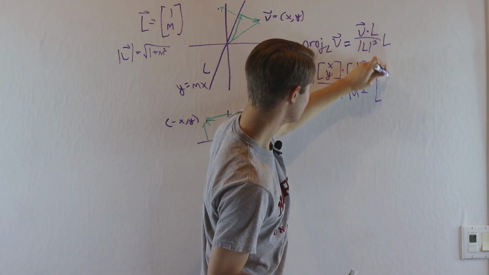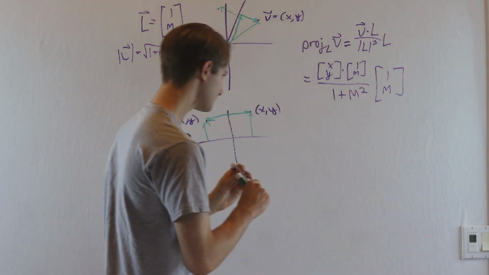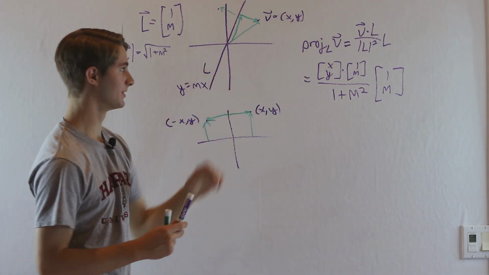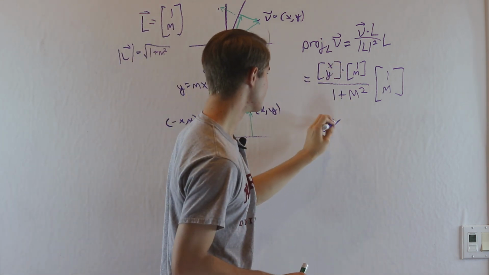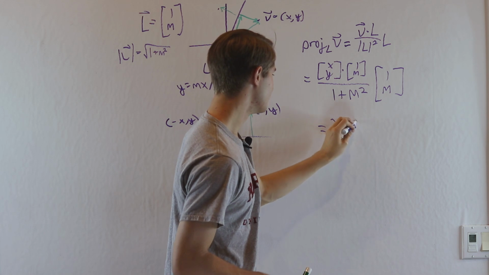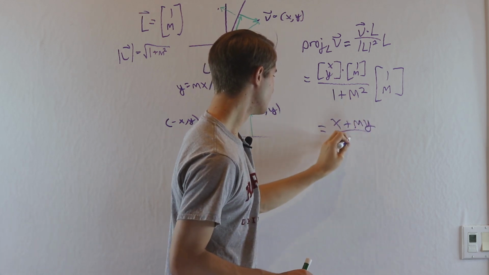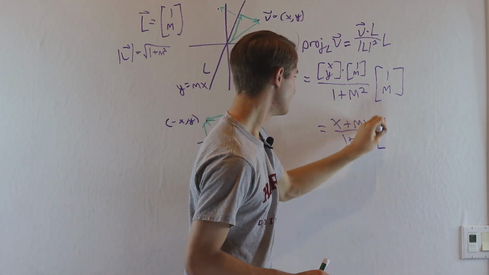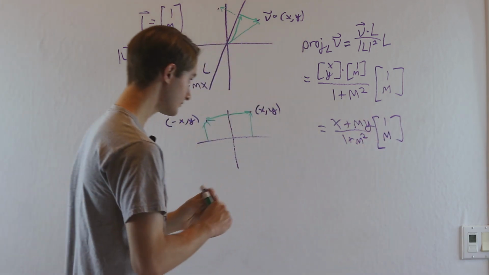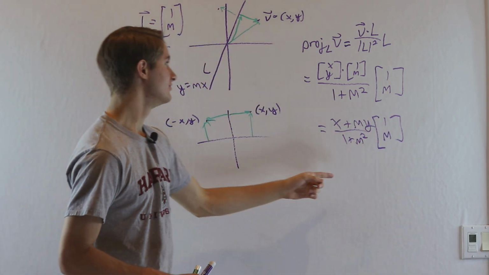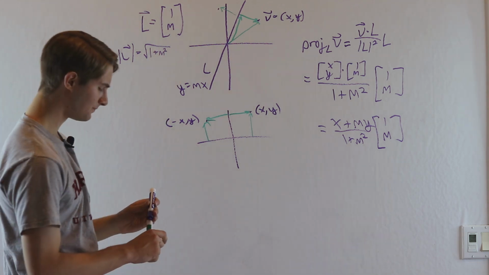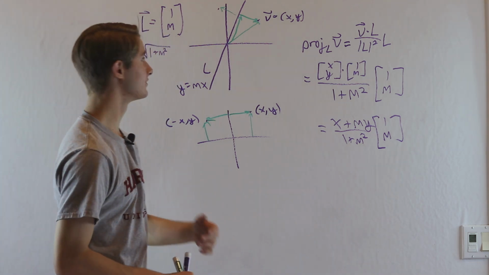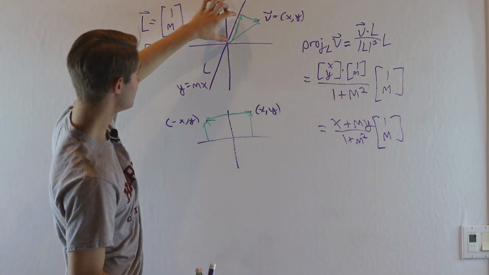And then we're multiplying this by the vector (1, m). Now we can do this dot product that's happening on the top here. First we have 1 times x, which is just x, and then we have m times y, over 1 plus m squared, times (1, m). So this is the vector projection of v onto the line L, or equivalently onto the vector (1, m).